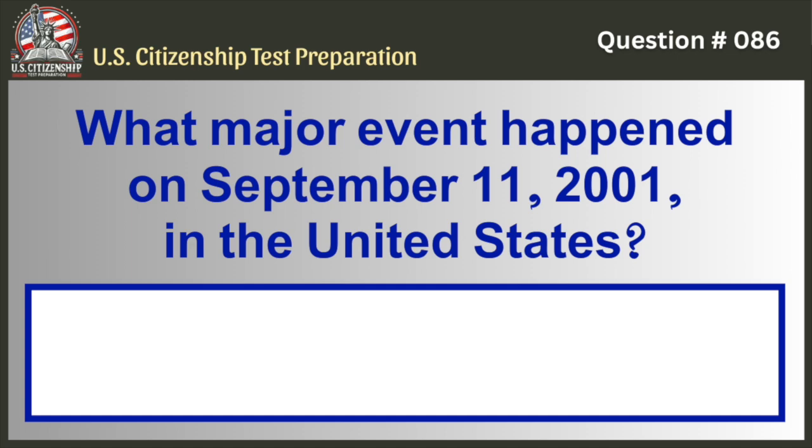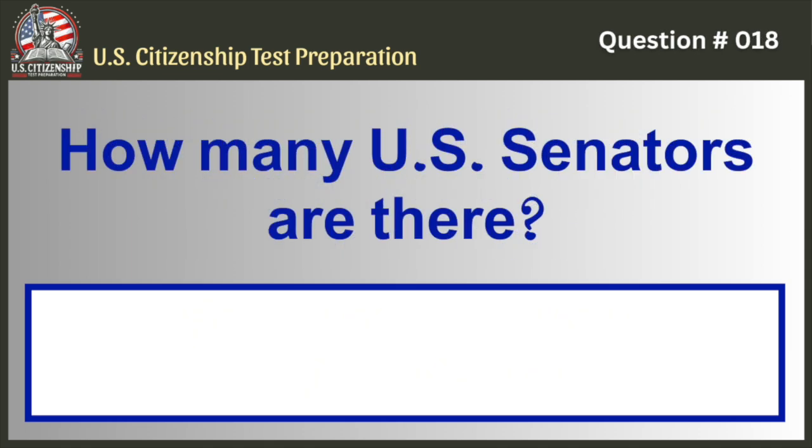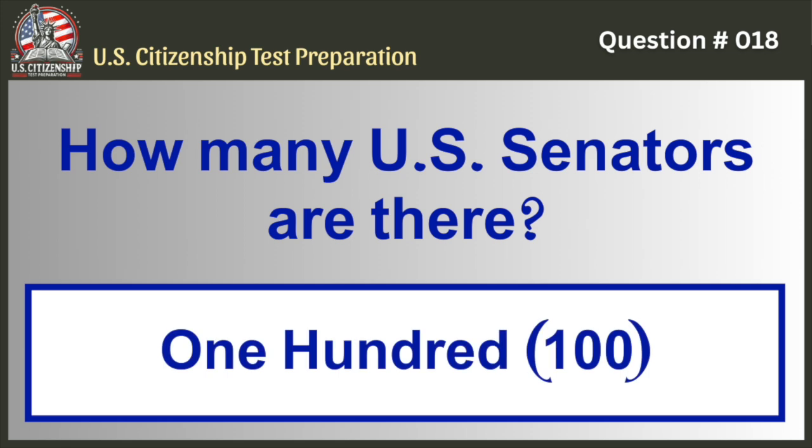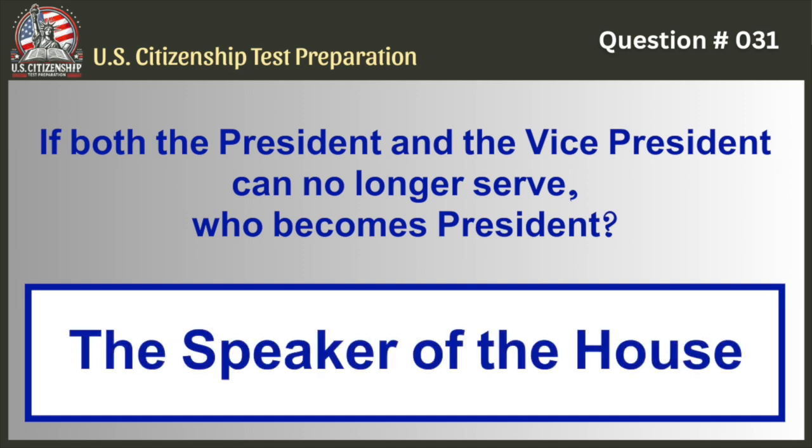What major event happened on September 11, 2001, in the United States? Terrorists attacked the United States. How many U.S. senators are there? 100. If both the president and the vice president can no longer serve, who becomes president? The Speaker of the House.